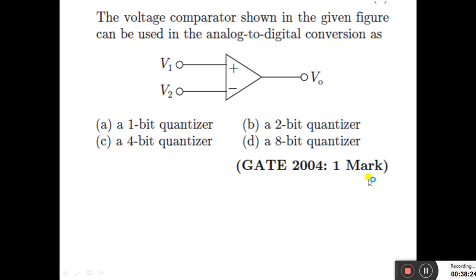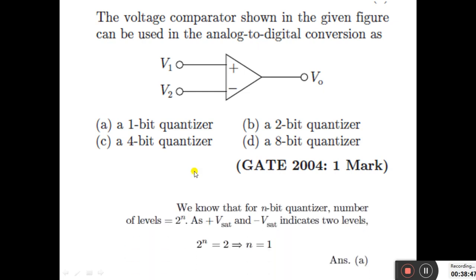Next question. This question was asked in GATE 2004. The voltage comparator shown in the given figure can be used in analog to digital conversion as option A 1-bit quantizer, option B 2-bit quantizer, option C 4-bit quantizer, option D 8-bit quantizer. So let me see the solution.